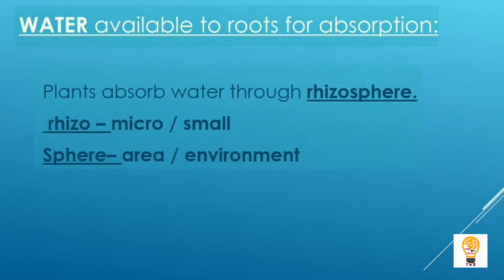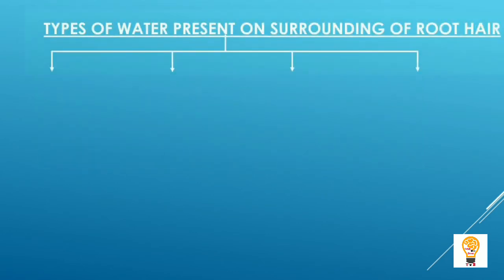Now plants absorb water from the rhizosphere. Students, tell me what is rhizosphere. Rhizo means small and sphere is area or environment, so as the name suggests, we can get an idea. The root only absorbs water which is present in its environment, that is the rhizosphere. So basically rhizosphere is the environment next to the root hair. Whatever water is present in this area, that much water is absorbed by the root hair.